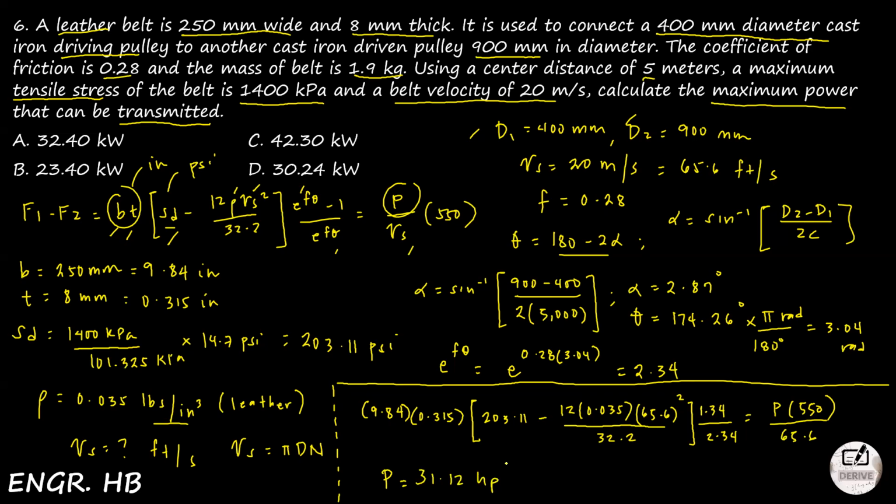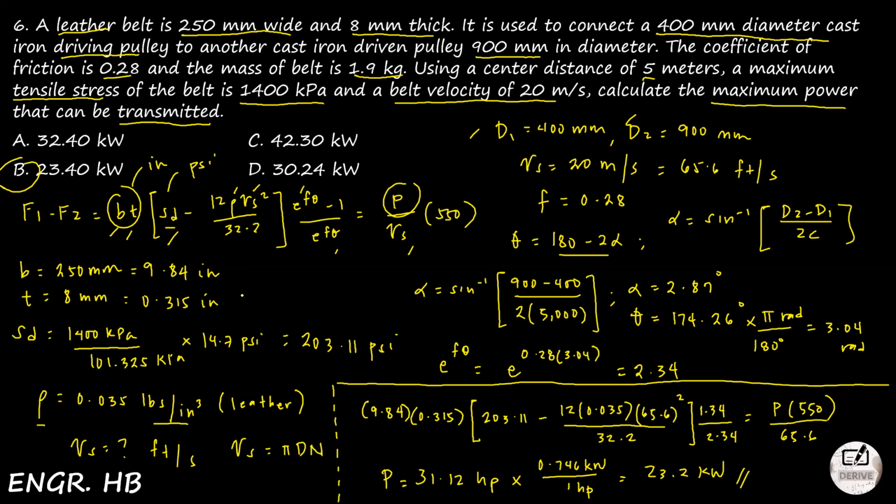horsepower. And 1 HP is equal to 0.746 kilowatts. So the answer is 23.2 kilowatts. So the nearest answer is ito, yan, letter B, 23.4 kilowatts. So nagkatalo sa decimal, bakit? Kasi ginamit natin agad na constant kasi letter ang given, which is 0.035 pounds per cubic inch.